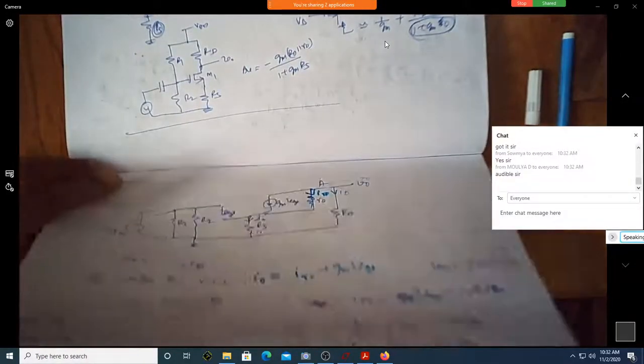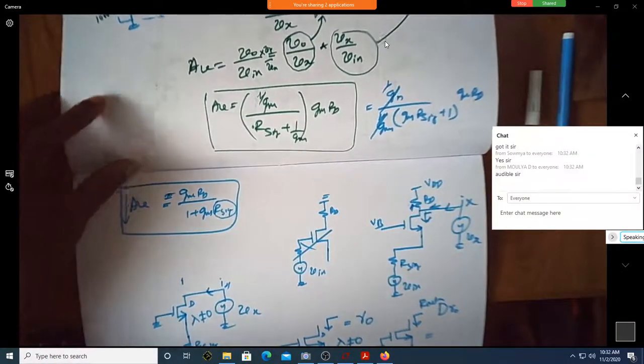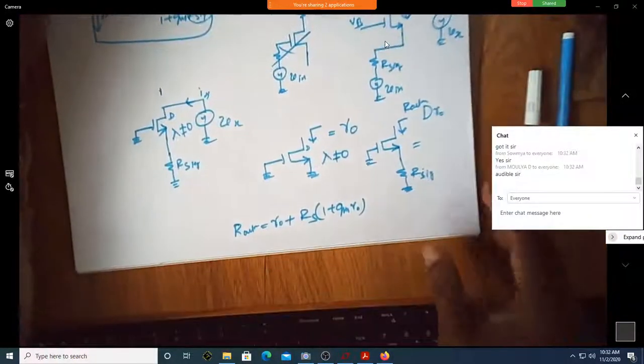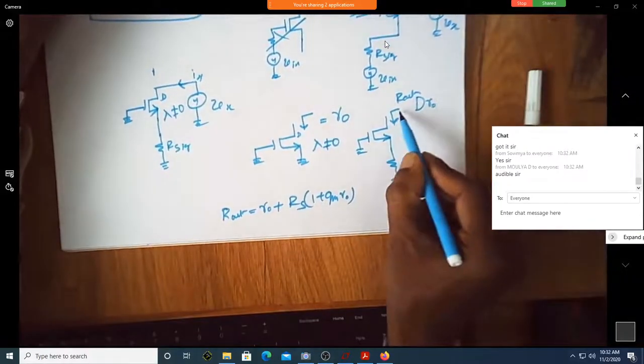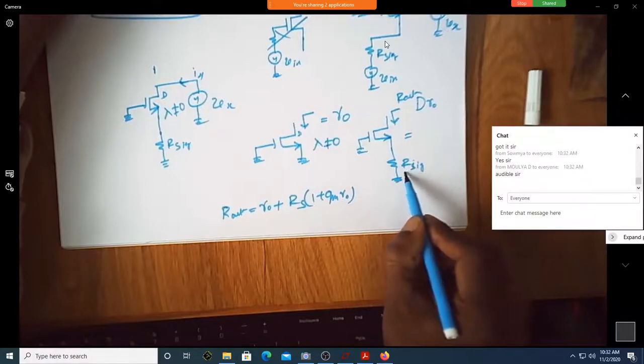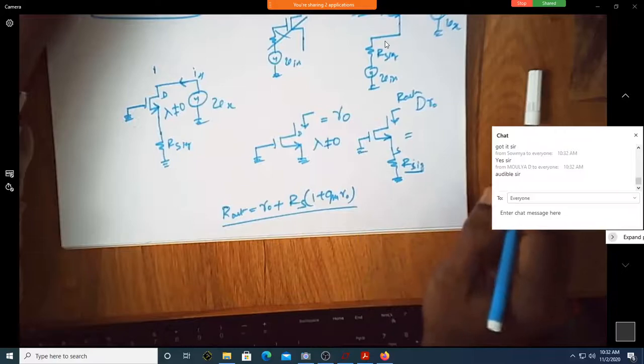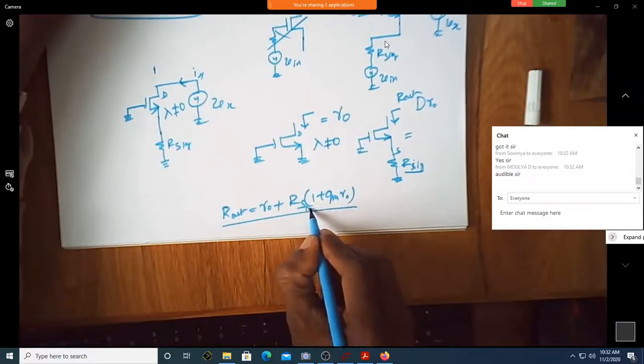Hello, sir. Okay, Maulia, are you there? Yes, sir. Okay. Now, we were trying to find out what is the resistance that you see down towards the drain if an R signal is connected at the source. Let me write it as R signal.